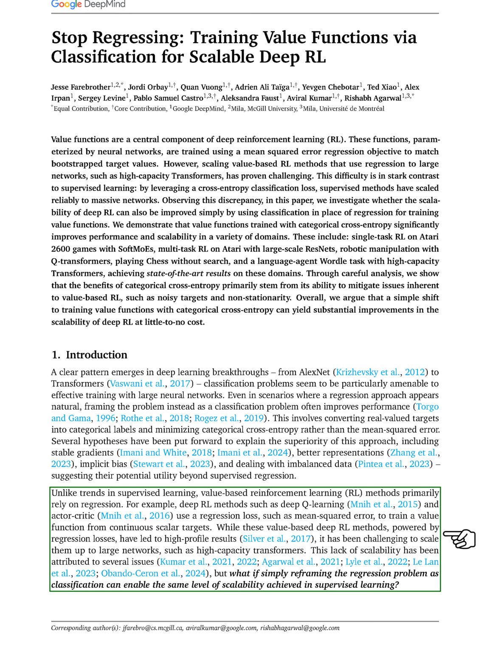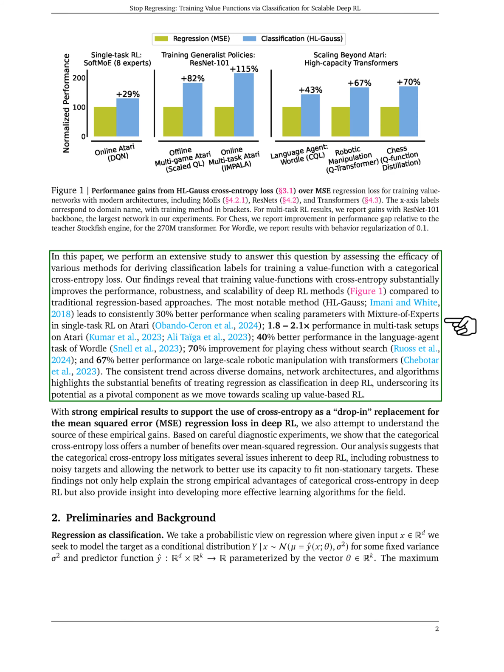What if we could achieve the same level of scalability seen in supervised learning by simply reimagining the regression problem as a classification problem? To explore this idea, we conducted a comprehensive study to assess the effectiveness of different methods for creating classification labels to train a value function using a categorical cross-entropy loss. Our findings indicate that using cross-entropy for training value functions significantly enhances the performance, robustness, and scalability of deep RL methods compared to traditional regression-based techniques.